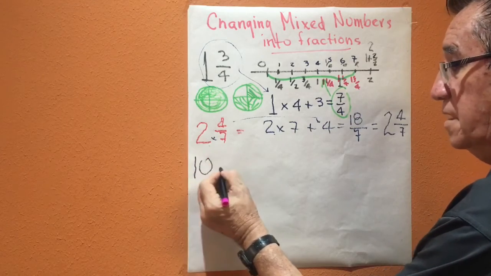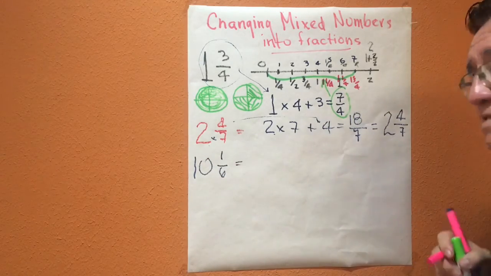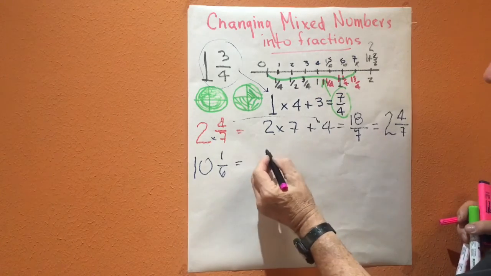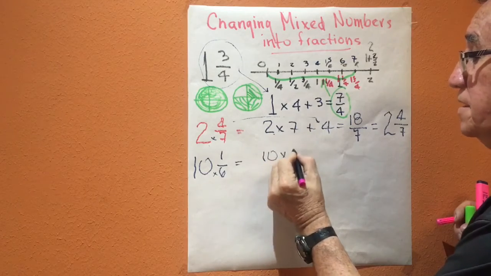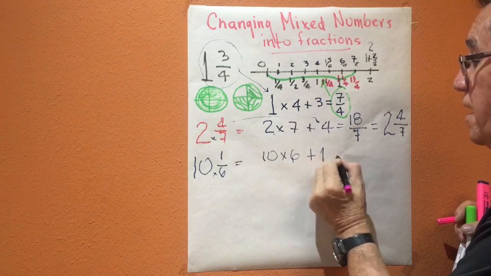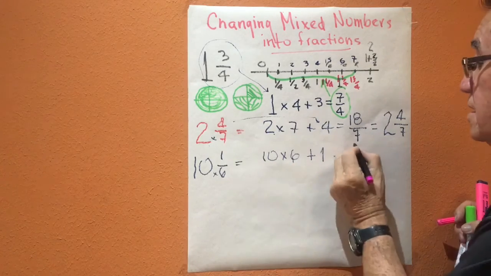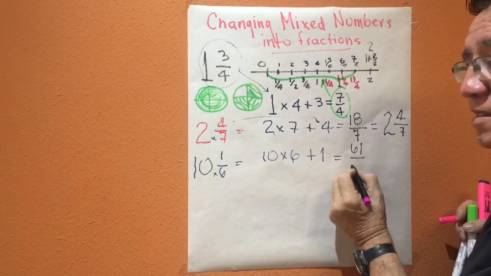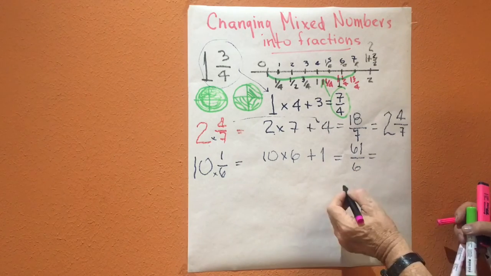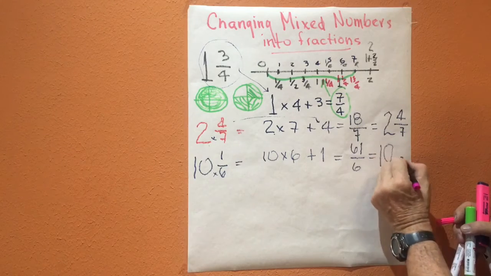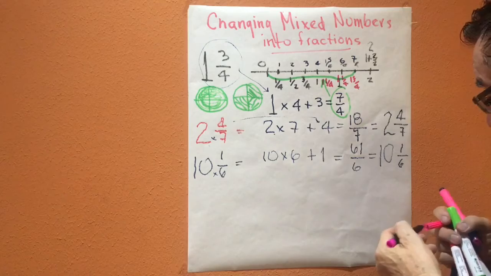Well, let's check another number. Here we have another example: 10 and 1/6. Well, we follow the same procedure. We multiply 10 times 6 and we add 1. What's the answer? The answer is going to be 60 plus 1, 61 divided by 6. Okay? And this is going to be, of course, equal to 10 and 1/6.